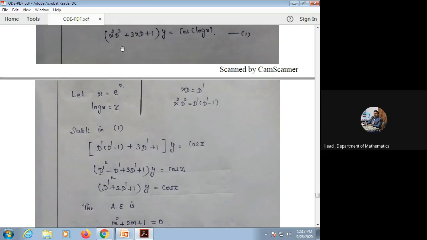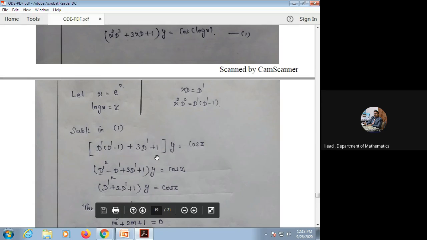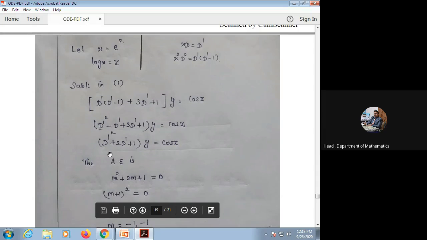So in this equation number 1, we get x squared D squared means D dash into (D dash minus 1), plus 3 into xD, that is D dash, plus 1 into y equal to cos z. So we have to simplify this. D dash squared minus D dash plus 3D dash plus 1 into y equal to cos z. Therefore minus D dash plus 3D dash gives 2D dash, so D dash squared plus 2D dash plus 1 into y equal to cos z. Then this is the ordinary differential equation form. There is no variable coefficient term. So we have to solve for the complementary function and the particular solution hereafter.